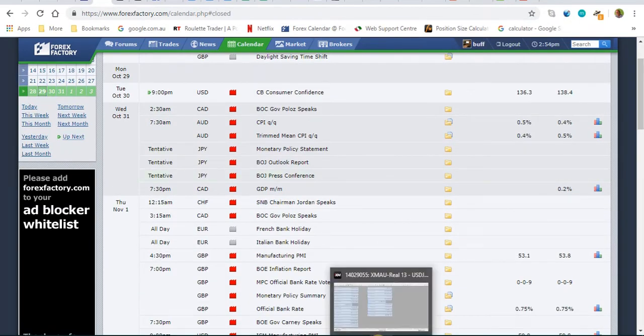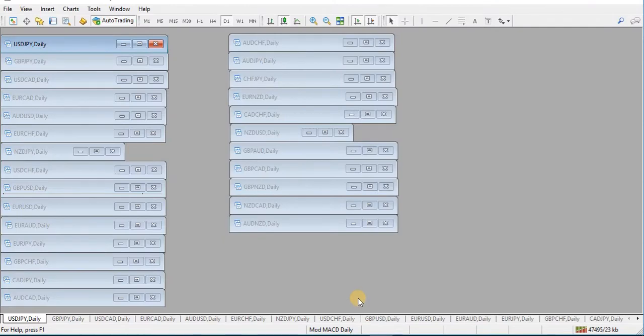Alright, back to the charts. This is the Mod MACD daily profile. Again, all the pairs I trade, and you can see most of them are extended. I think there's only 2 that are in, which means there's only 2 without trade. Every other pair's got a trade on. Let's go through them. These are all pretty quick, so we'll get through these quick smart.